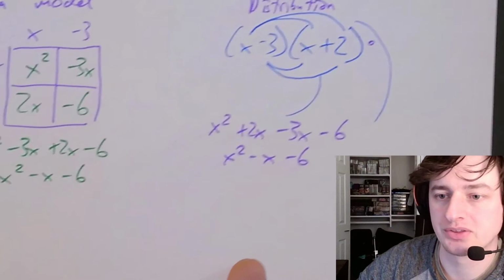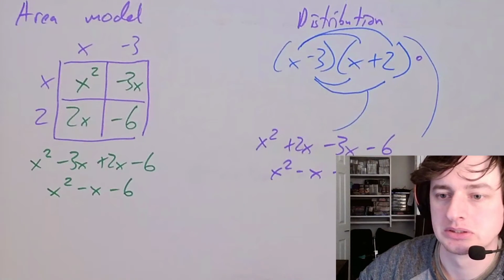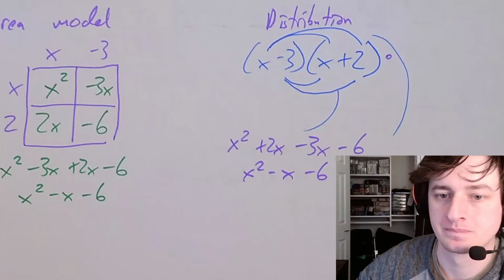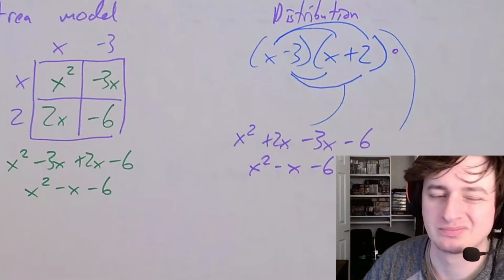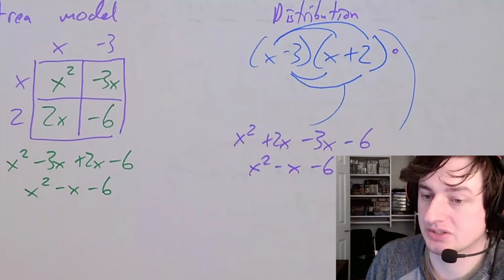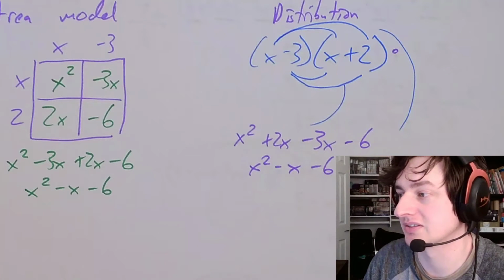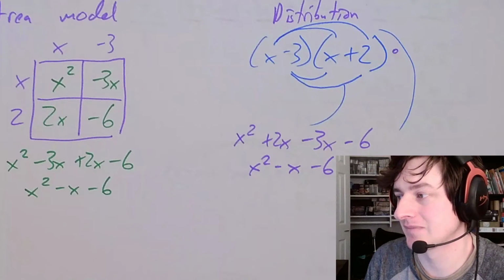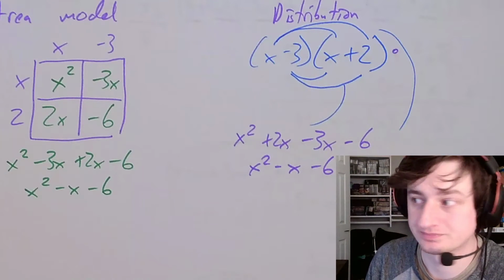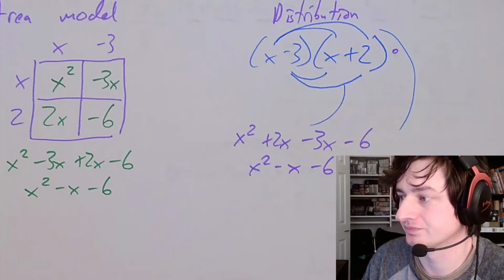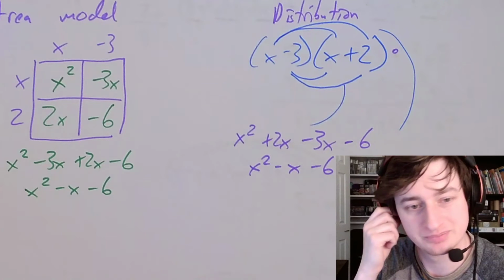Do I care which method you use? Not really. I think the area model is going to be the easiest to keep track of things, especially since we're going to be doing things like trinomials. Do I want to show you the other way? No.